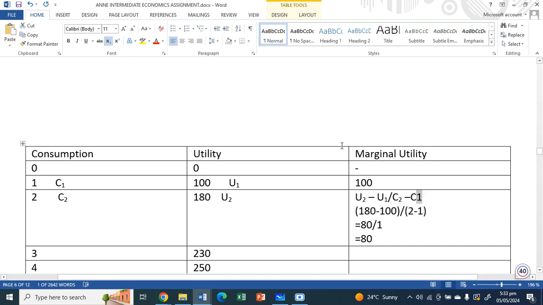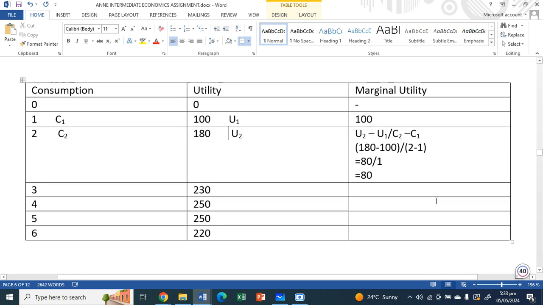Now, one thing you need to notice is that consumption is increasing in units of 1. So throughout our calculations, our denominator where we're getting the change in consumption is 1. Okay. So really, even this you can just calculate just by looking. Okay. But in the tests and exams, you need to show these workings. Right. So now we are increasing consumption from 2 units to 3 units.